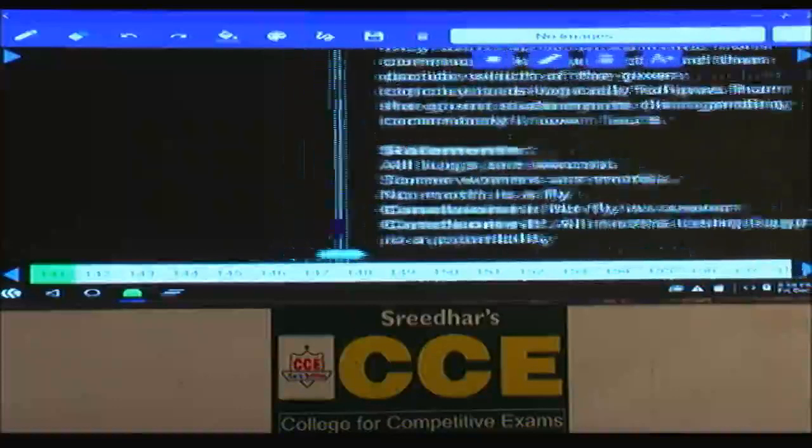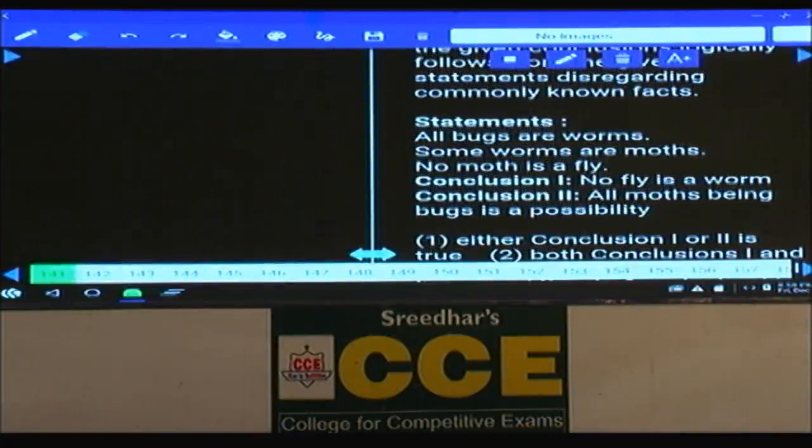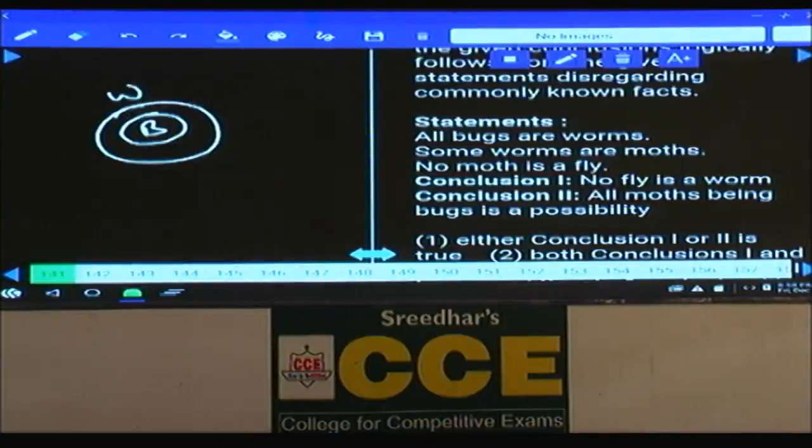Now in this question number 141, all these bugs are what? All bugs are worms. All these bugs are worms can be written like this. And next one, some of the worms are moth, and no moth is a fly. No intersection between moth and a fly. Then coming to the first one, no fly is a worm. Fly is here, worm is here, definitely true.